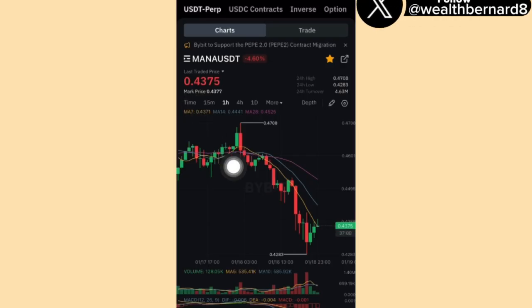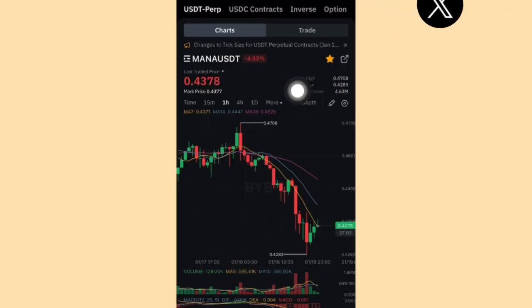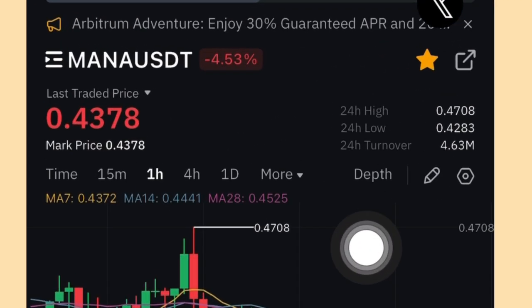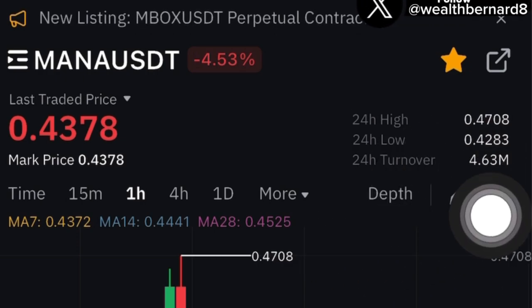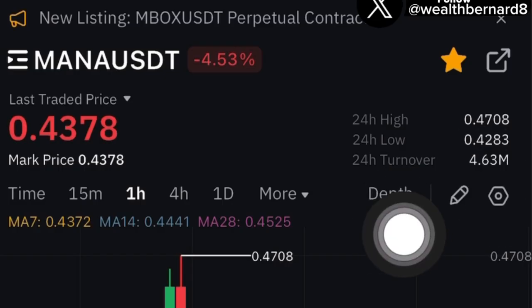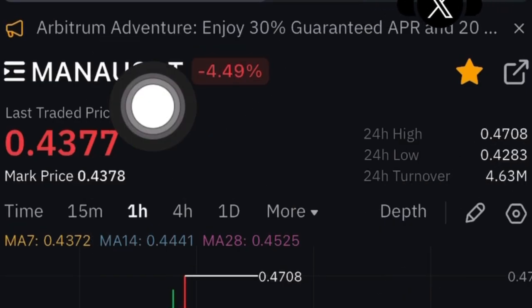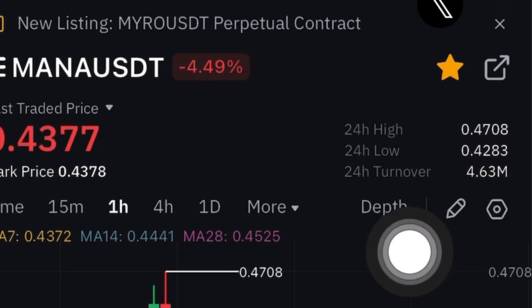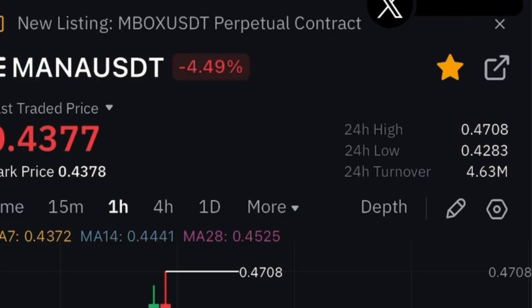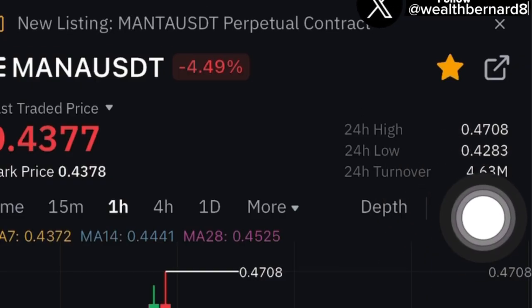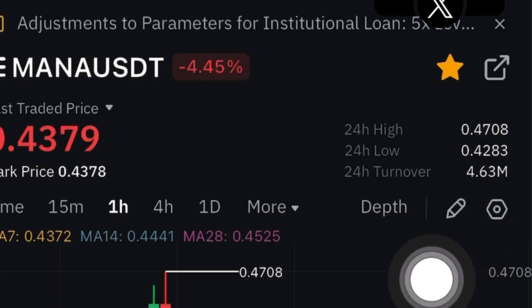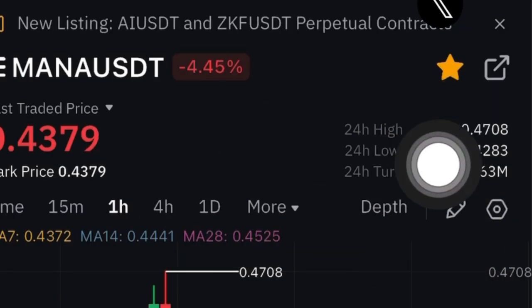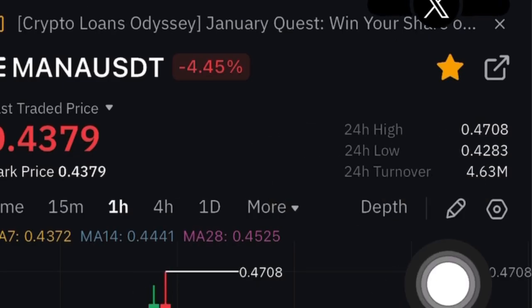However, when you come here, you're going to see a lot of candlesticks, red, green. And if you come at the top, you're going to see something like 24-hour high, 24-hour low and 24-hour turnover. The 24-hour high means that MANA USDT has gone over 0.4708 in 24 hours, and to 0.4283 in 24 hours low, with a turnover of 4.63 million, which is what people have traded on this coin. That's what the turnover is all about.